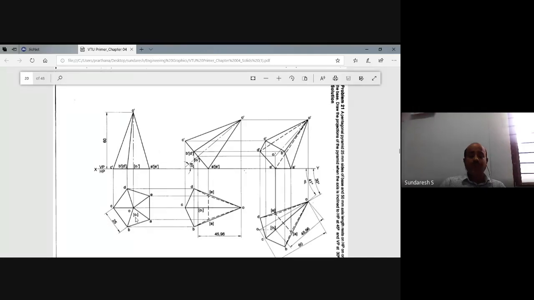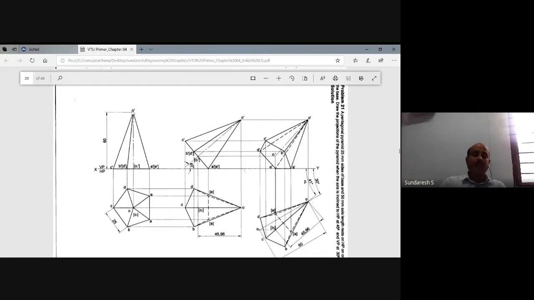These are the only two triangular faces that can be seen in the front view. Okay, so the same thing you can justify over here. You see here O dash, B dash, and C dash in the front view. This is shown as the triangular face which is visible.